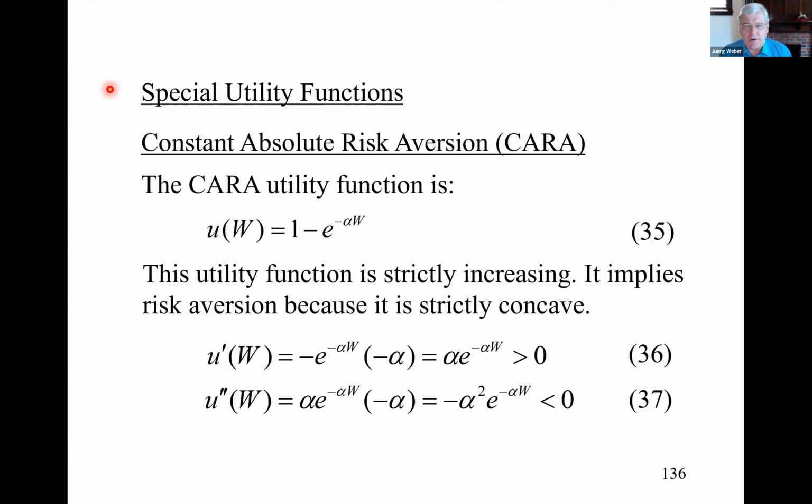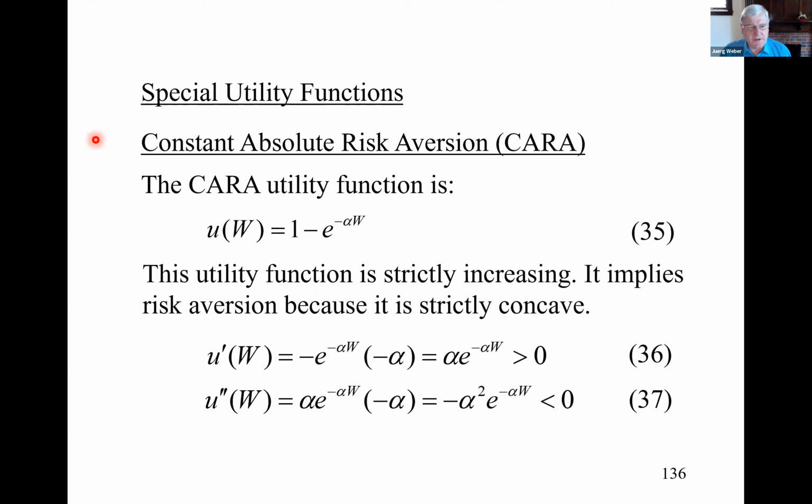Welcome to lecture 15 on risk management and insurance. Until now, we assumed that the utility function is upward sloping and that the consumer is risk averse, so the utility function is concave. So upward sloping and concave. In this lecture, I would like to be a bit more specific and really look at some special utility functions. We will look at special functional forms of the utility function.